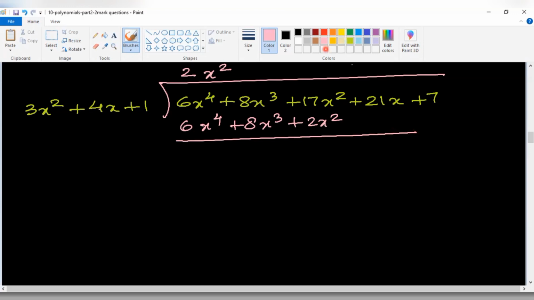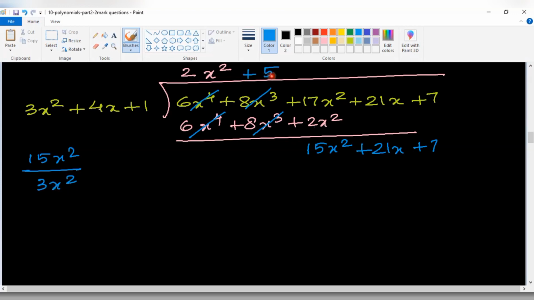Next step is subtraction. So here 6x raised to 4, these two will get cancelled. 17 minus 2, that is 15x square is here. Then next two terms are not having any like terms there, so just take it down. Now, next we have to divide 15x square by 3x square. See, x square will get cancelled. 15 by 3, that is 5. So 5 is the next term in the quotient part.